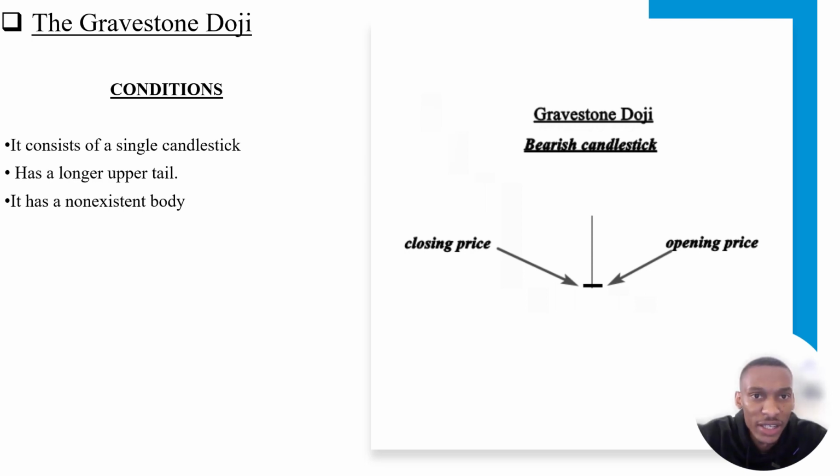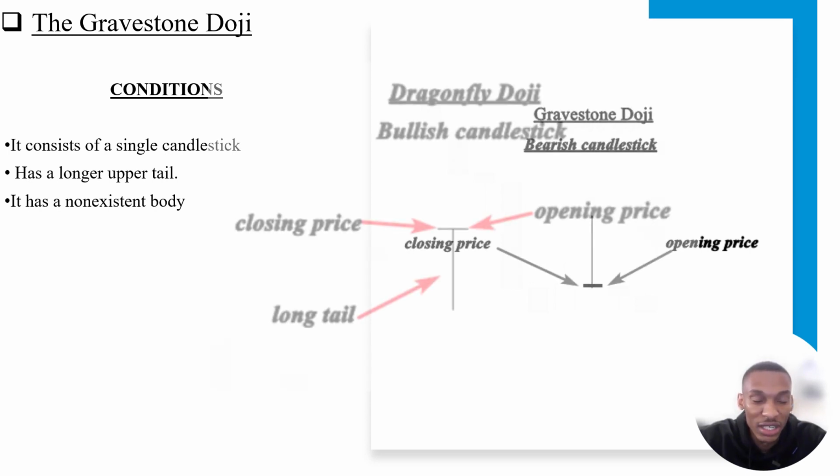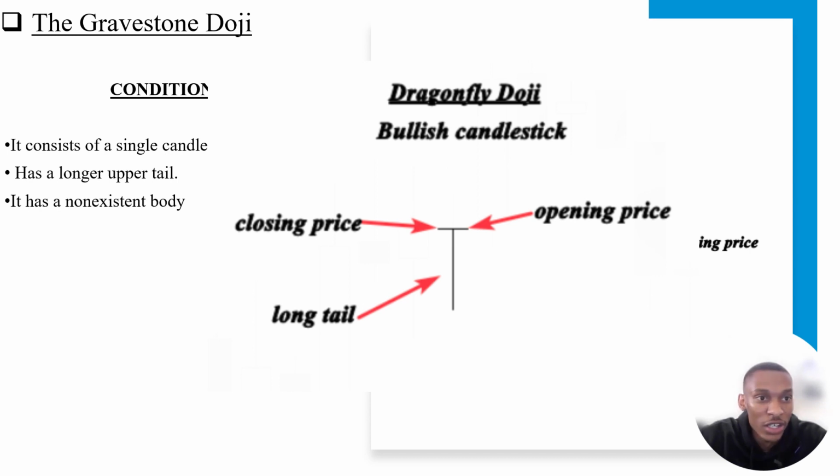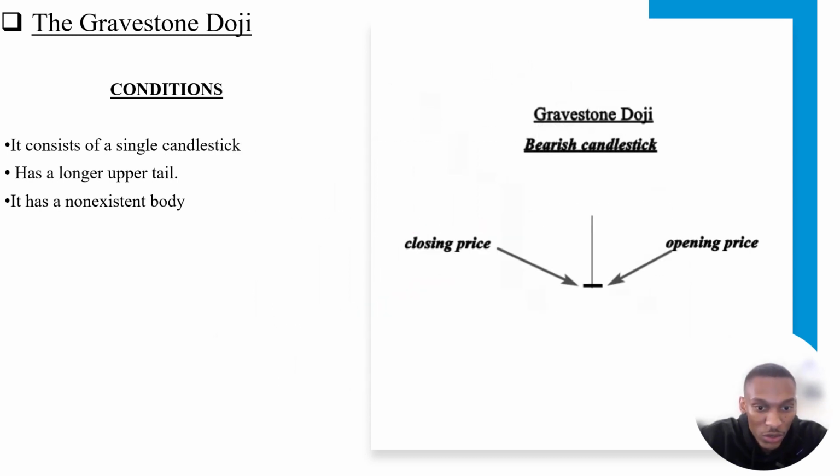Hello guys, welcome again. In this video we'll be looking at the Gravestone Doji. This candlestick is just the opposite of the previous candlestick which we discussed, the Dragonfly Doji. Again, the Gravestone Doji also has conditions. In this case there are three, and all three have to be met.